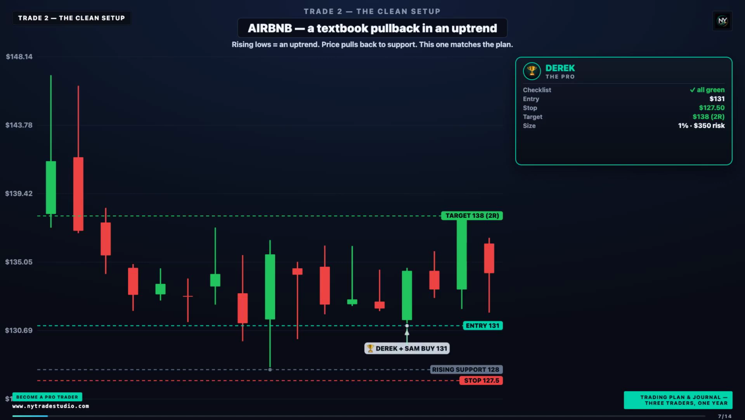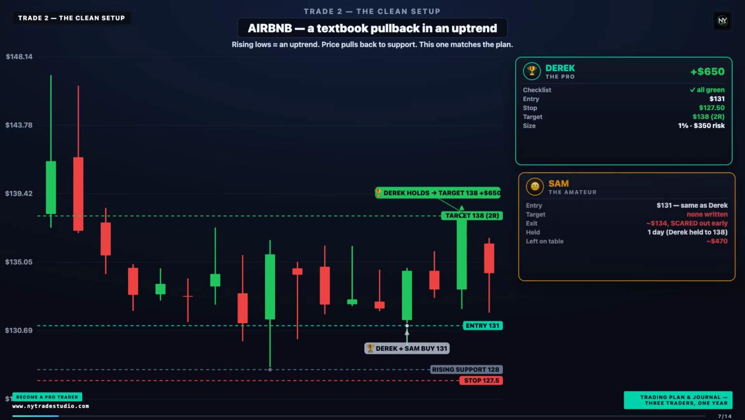He buys the bounce off support right at his line. And watch it work. Price climbs, and a few days later it tags 138, his exact target. Derek banks a clean 2R winner plus $650. Calm, sized, repeatable. Now Sam, and this is the amateur's most expensive habit.